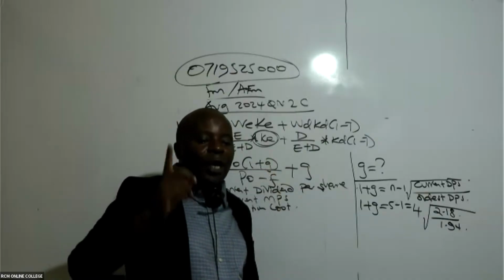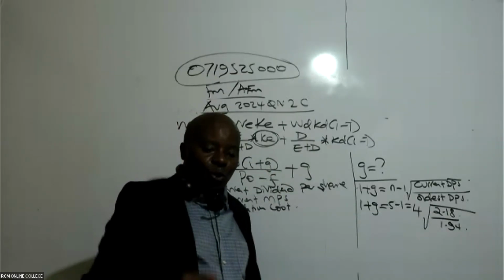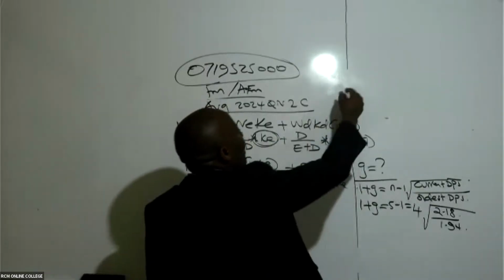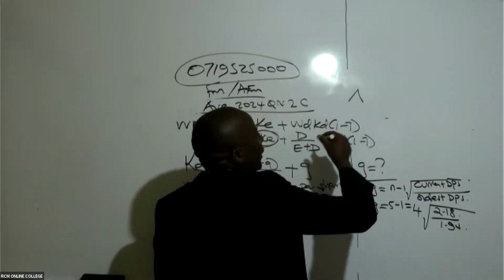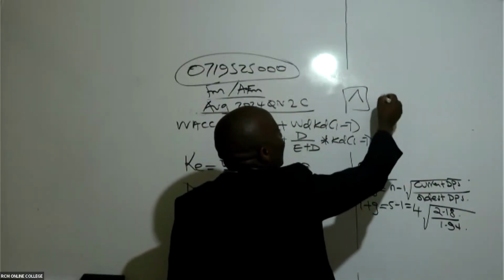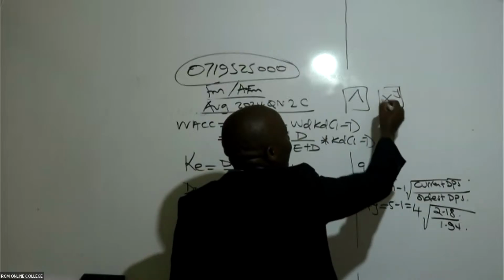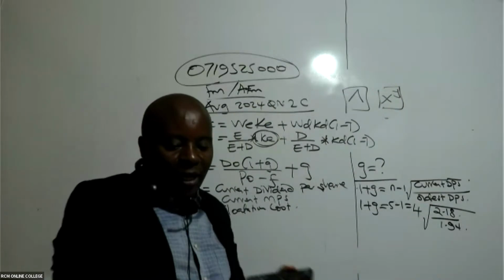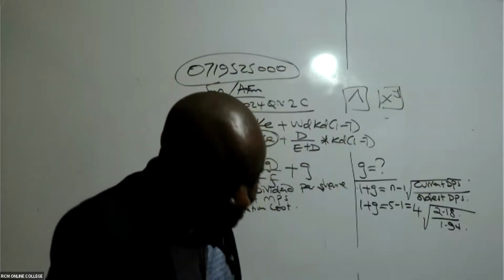And then you look for a button written there, raised to. In some calculators, it is written like raised to, like that. Other calculators, it is written x raised to y.